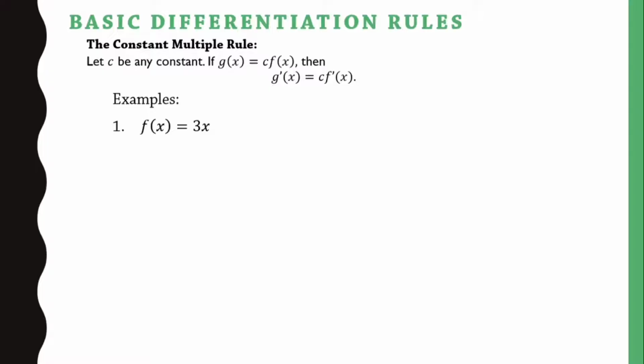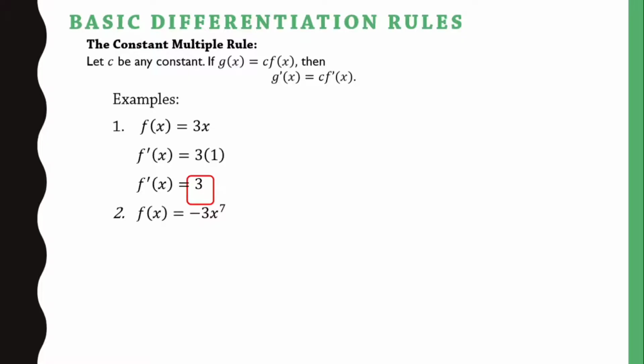So our function here is x multiplied by 3. Using the constant multiple rule, we take out 3 as our multiplier or constant, and we take the derivative of x. Take note, according to the identity rule, the derivative of x is 1. So we have 3 times the derivative of x, which is 1. That's 3 times 1. So the derivative of 3x, therefore, is 3.